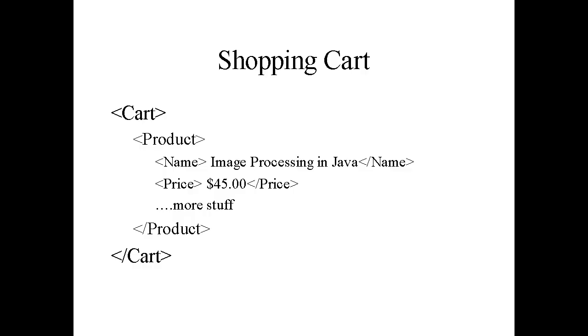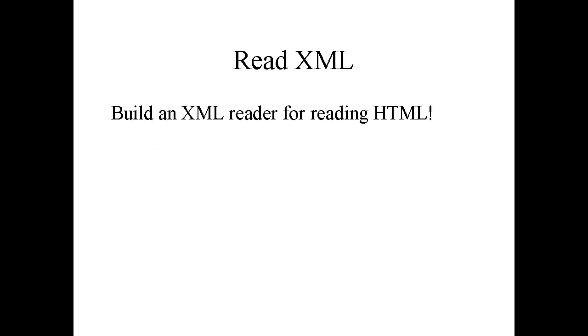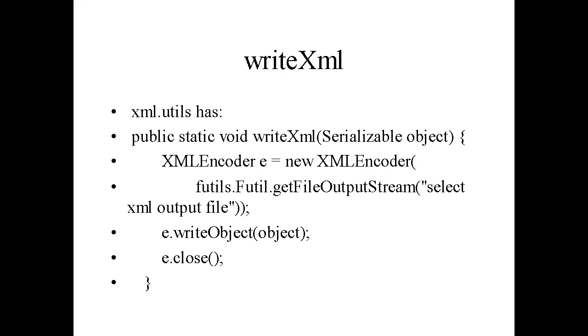And then you can define a series of different carts with products in them. So here's an example of a cart. Somebody has purchased image processing in Java, and the price is $45, and there may be more stuff that follows. You can build an XML reader for reading XML, and there are parsers already pre-built for that, which will help you. But you can also build an XML reader for reading HTML, provided the HTML is well formed.